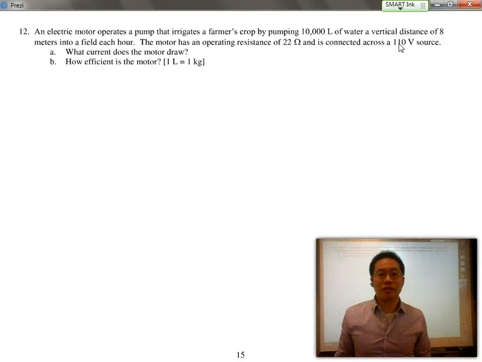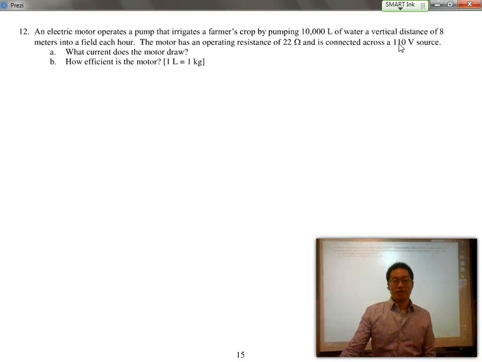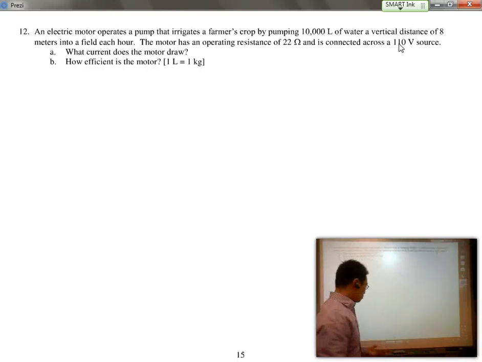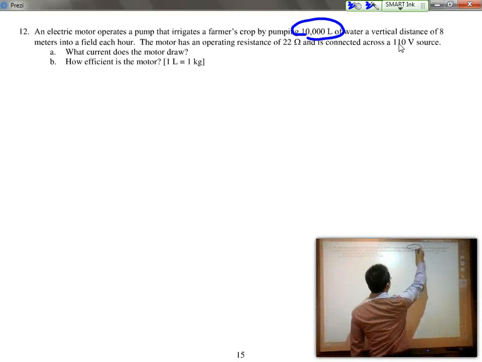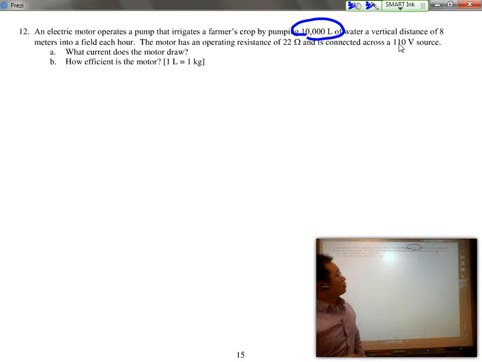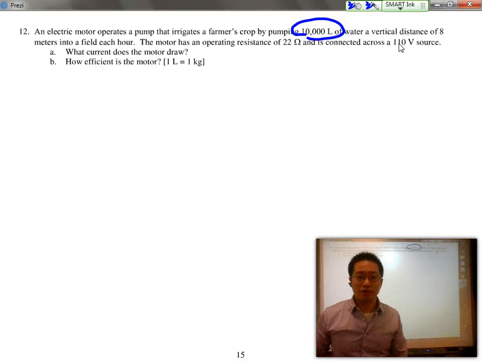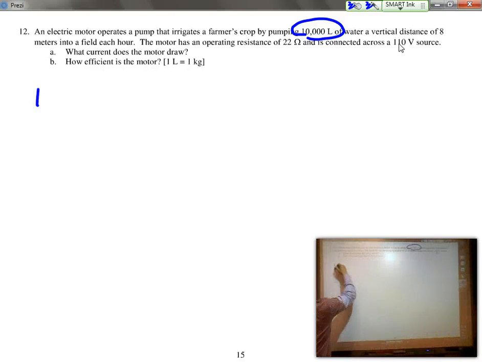This is more of an efficiency question here. We have the electric motor operating a pump that irrigates a farmer's crop. It pumps 10,000 liters of water. Now, if you recall from chemistry, 1 gram of water was equal to 1 milliliter.